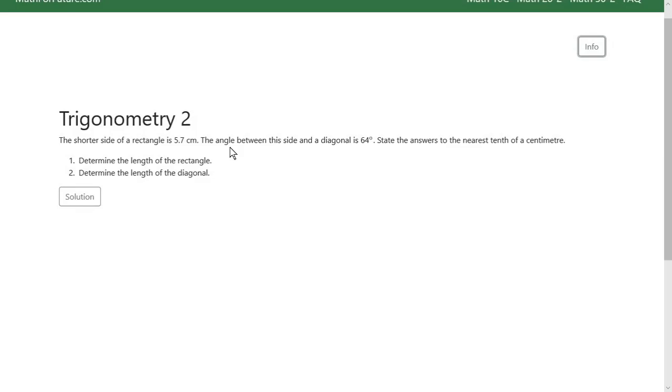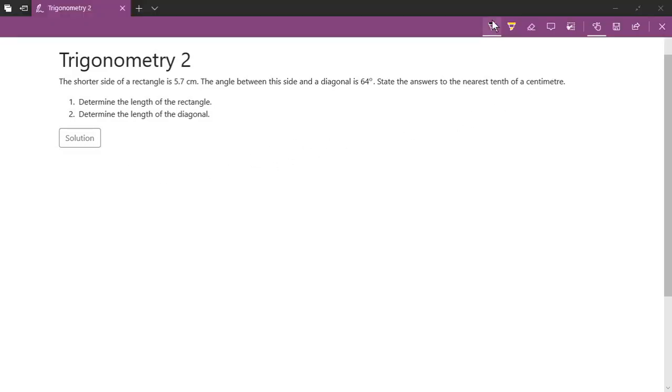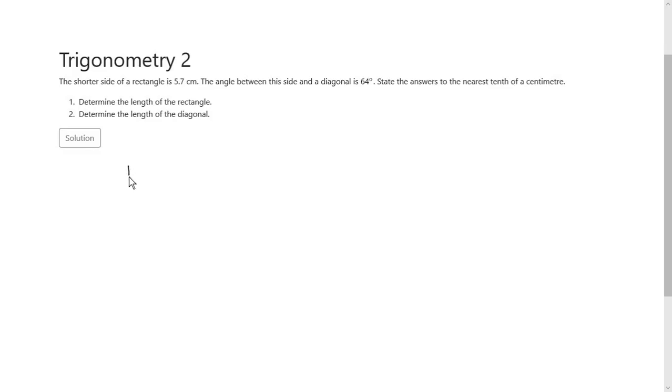In a question like this, the first thing we want to do is draw a sketch, in this case of a rectangle. We're going to draw our rectangle here. And then they're telling us that the shorter side is 5.7 centimeters, so this side here is 5.7 centimeters long.